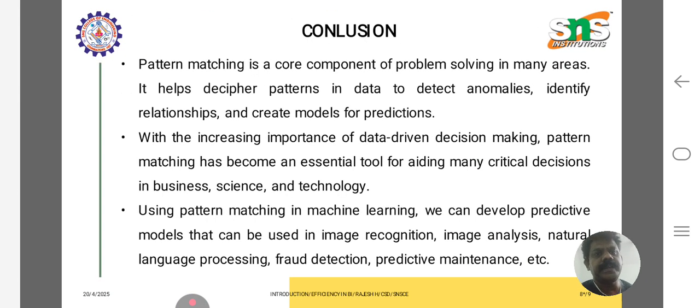On a concluding note, pattern matching is a core component of problem solving in many areas, and it helps decipher patterns in data to detect anomalies, identify relationships, and create models for predictions. With the increasing importance of data driven decision making, pattern matching has become an essential tool for aiding many critical decisions in business, science, and technology. Using pattern matching in machine learning, we can develop predictive models that can be used in image recognition, image analysis, natural language processing, fraud detection, and predictive maintenance, etc.